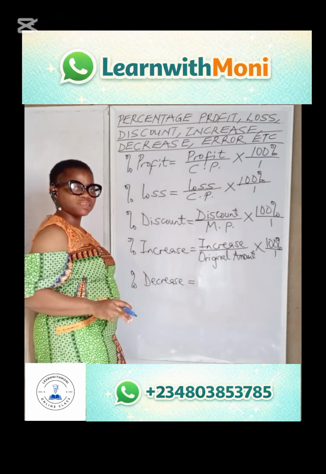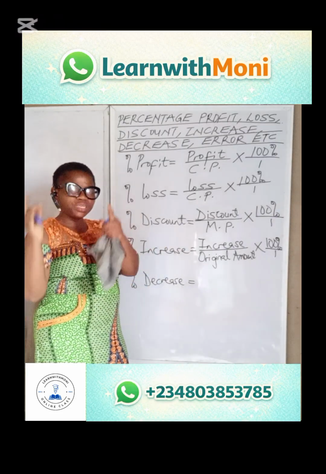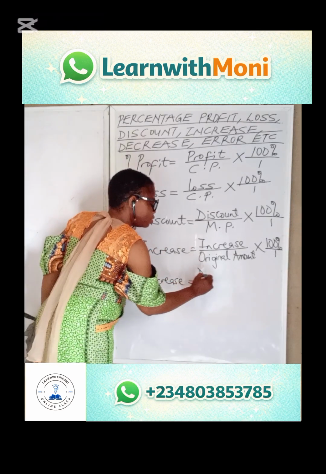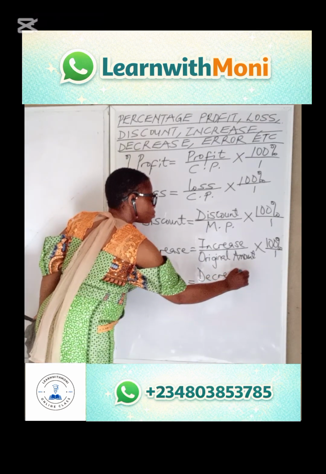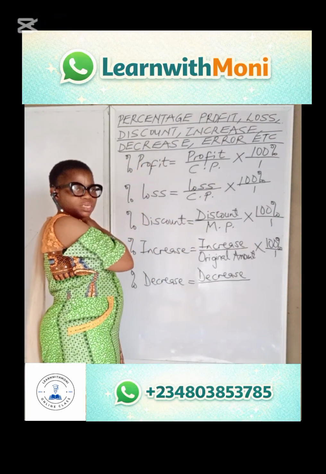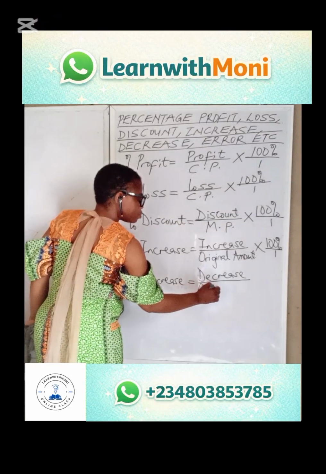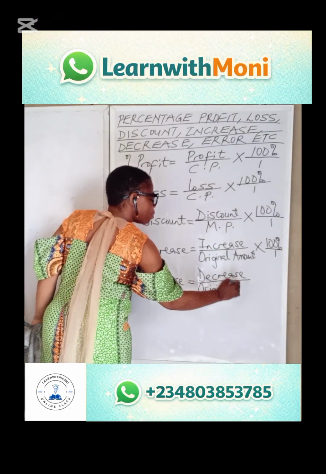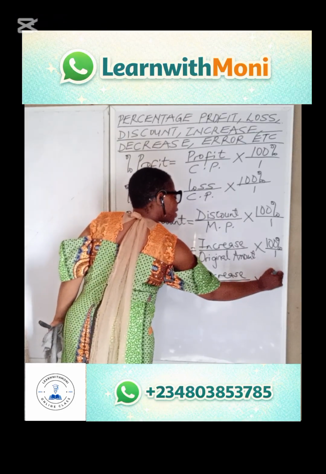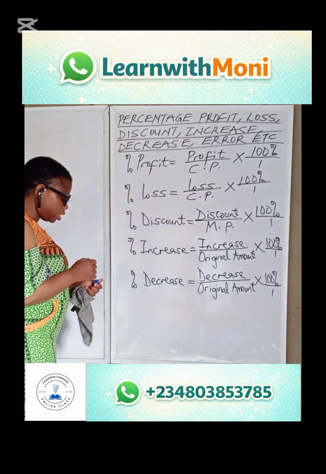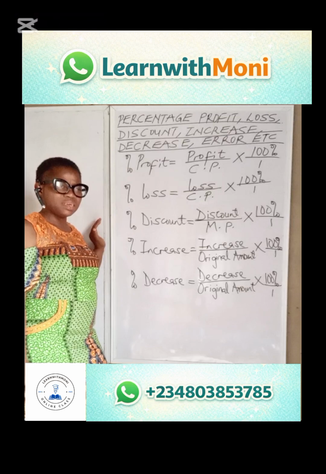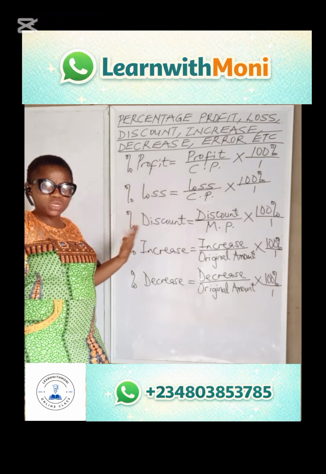If it is going to be percentage decrease, something was a certain size before and now it has reduced to another size. That difference between the original size and the new size is the actual decrease. So the decrease over the original size, the initial size or the initial amount it used to be, original amount or original size, times 100% over 1. I want you to really understand this so that whenever you are given to find percentage anything, the formula should just come to you naturally.